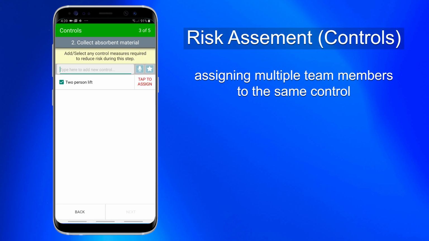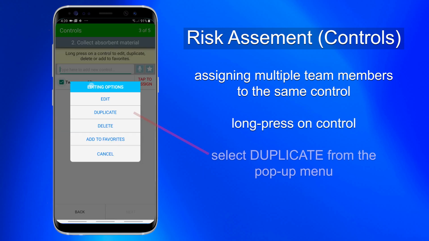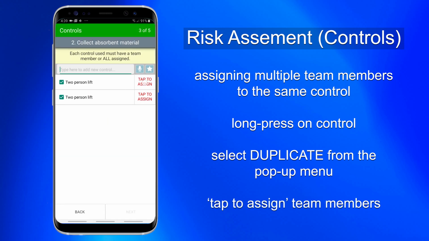If you need to assign two individual members to the same control, long press on the control and select duplicate. Here you can assign individual members to the same control.